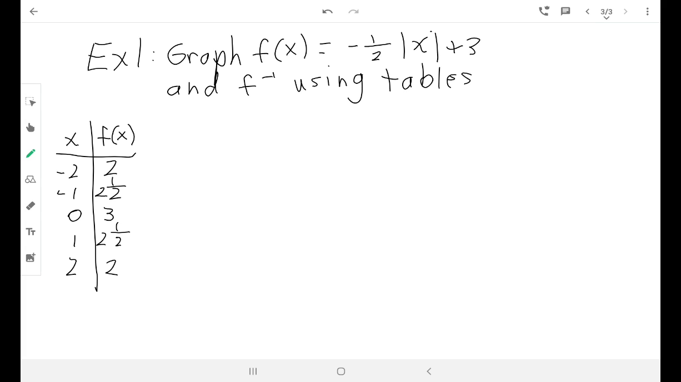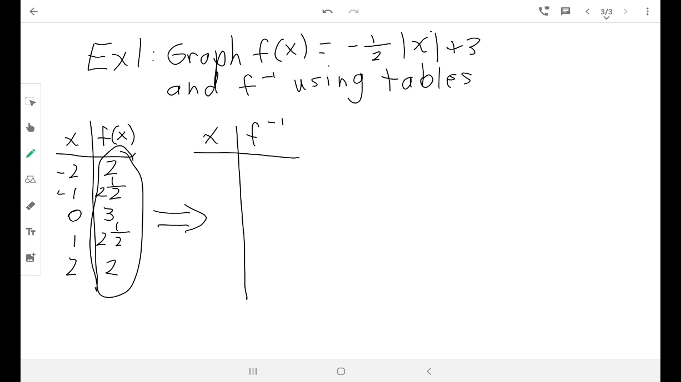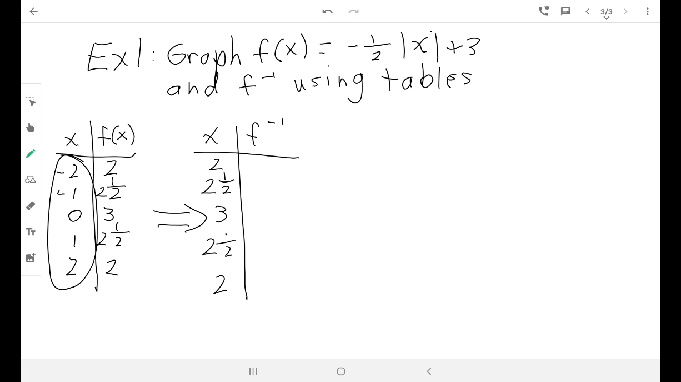Watch how easy it is to get the table for the inverse. Okay? One of our definitions for the inverse was that it is switching x and y. These are the y's. So I'm just going to write them in the x's. And then here's the x's from f of x, and I'm just going to write them in the f inverse y column, in the same order. And voila, I have a table for the inverse without even having to know what it is. Okay?